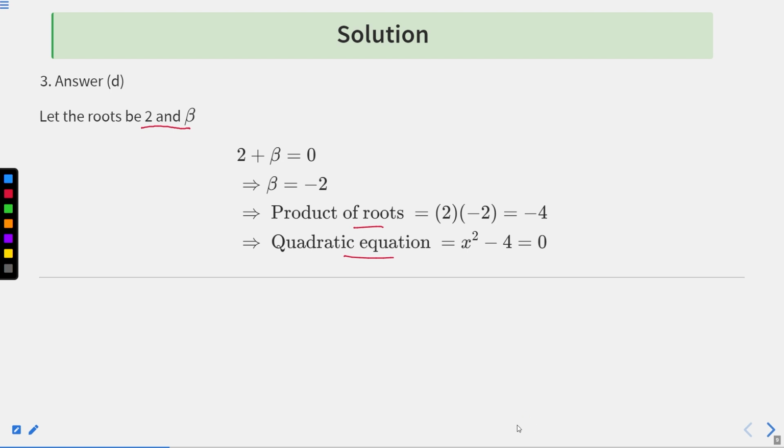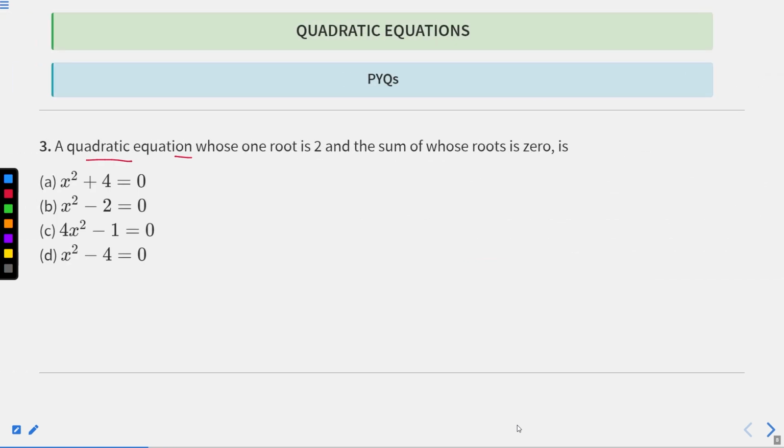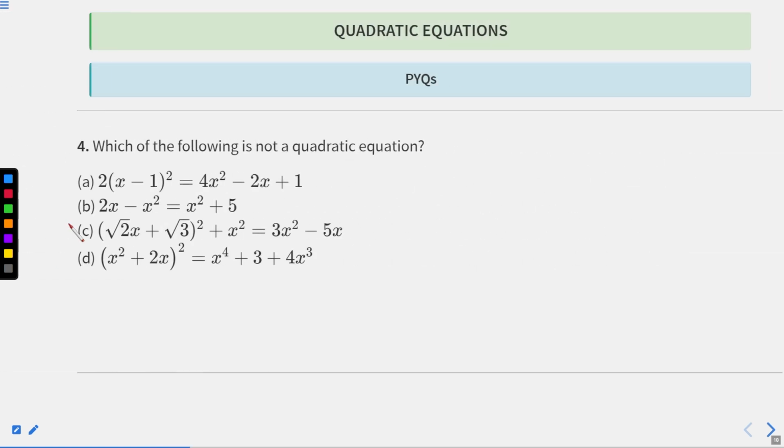Okay, so here if you match the options, you will get this answer in option D, that is x square minus 4 is equal to 0. So the correct answer is option number D. Now let us move to question number 4.